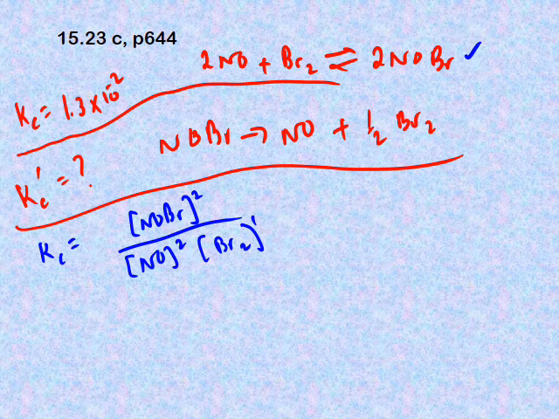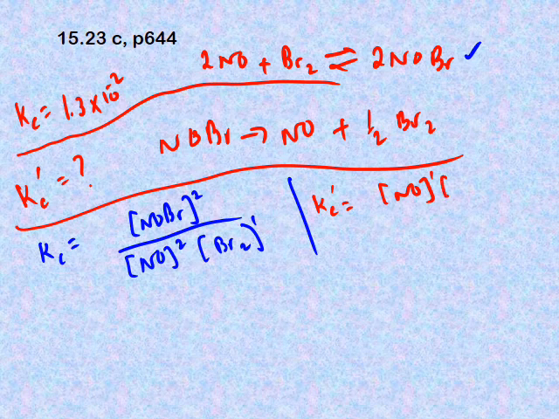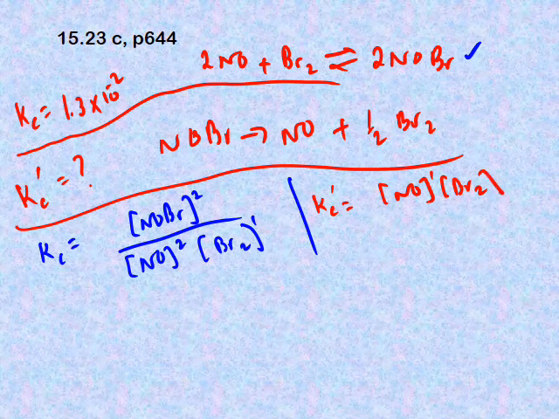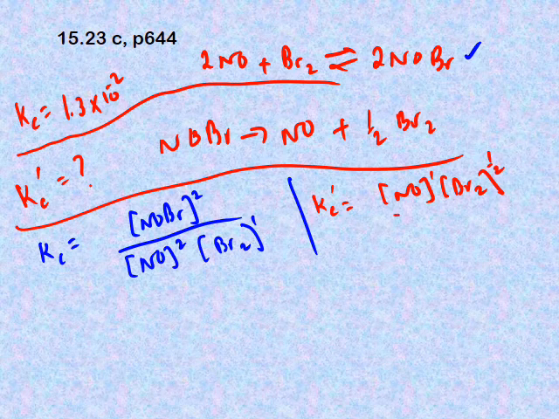Now let's write down the expression for Kc prime for the second reaction. So Kc prime will be given by the concentration of NO raised to the power 1, the concentration of Br2 raised to the power 1/2, and the concentration of NOBr raised to the power 1.